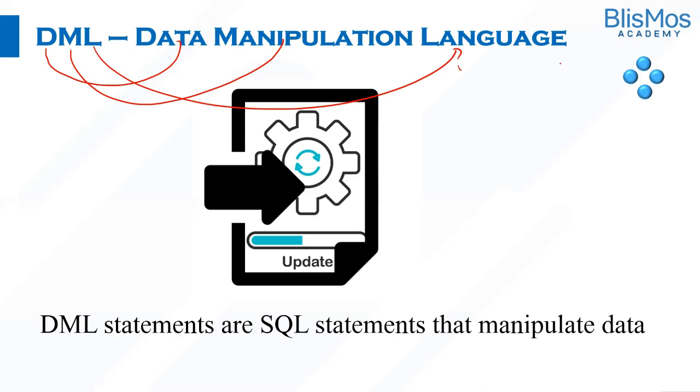DML is data manipulation language. DML statements are the SQL statements that manipulate the data. When I say manipulate, what exactly am I talking about? Manipulating the data means you update the data, delete the data, or make some changes to the data. That is nothing but manipulation of the data. From here on, if somebody mentions manipulating the data, please bear in mind that it means changing the data, not subjecting the data to analysis.